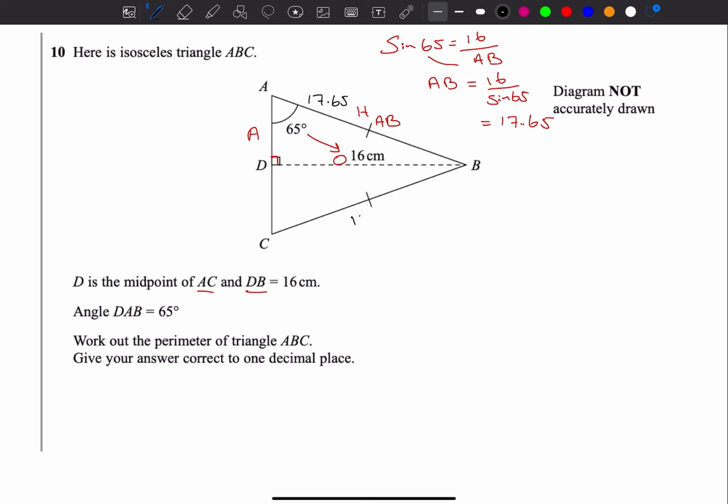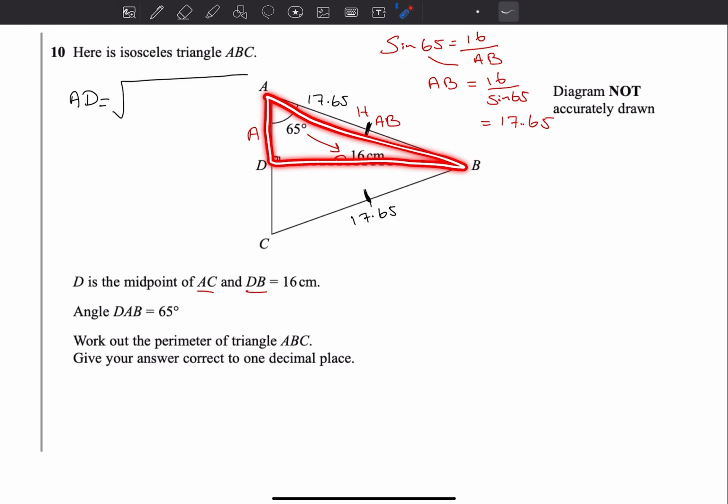And this is also 17.65 because remember it's an isosceles triangle because of this line, so those are the same. I need to work out AD now. Technically I could do trig, but for the fun of it I'm just going to do Pythagoras, because if you look at this triangle, this is the hypotenuse, the longest side, and these are the shorter sides.